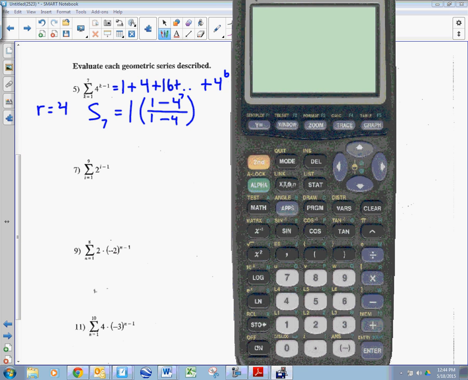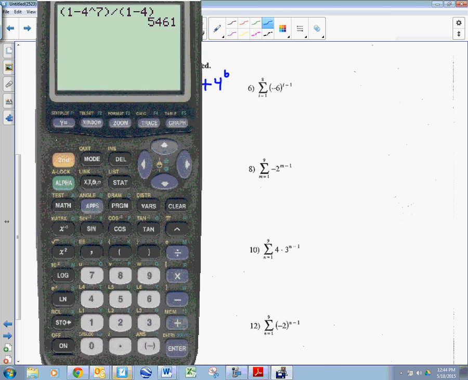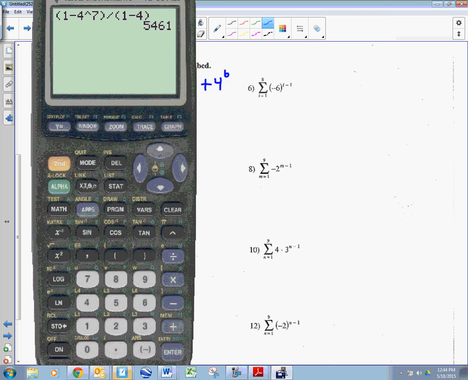Take my calculator. Parentheses 1 minus 4 to the 7th, parentheses, divided by parentheses, 1 minus 4, negative 3. 5,461. Any questions how I came up with that result? Going once, twice, thrice. Look at number 6.